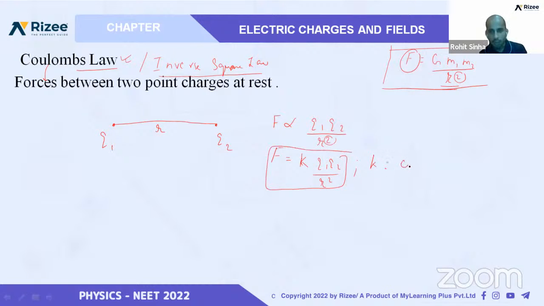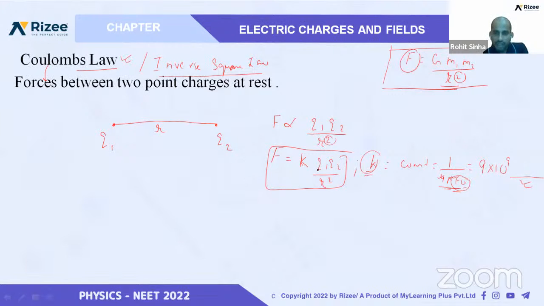This is a constant, and what is its value? It is equal to 1 by 4 pi epsilon naught. We know the value of epsilon naught, and when putting in the values of 4, pi and epsilon naught, we get 9 into 10 to the power 9. What will be its unit? I will discuss epsilon naught and all that one by one, but let me first complete k. Remember, friends, a question was once asked about the dimension and unit of k, and also the dimension and SI unit of epsilon naught. I will discuss it with you in a previous year NEET question.